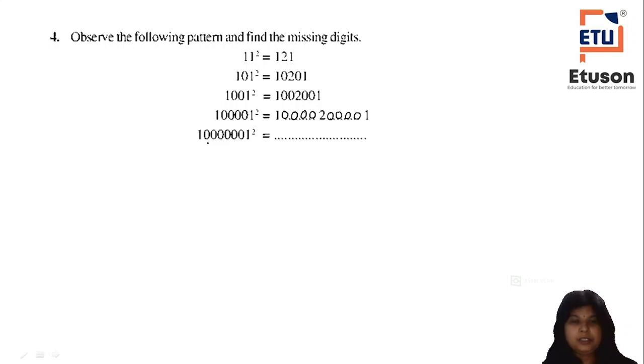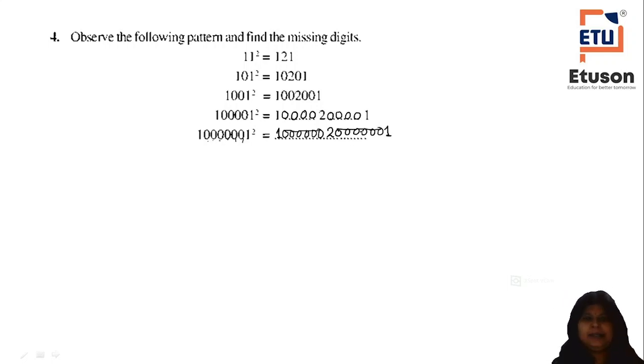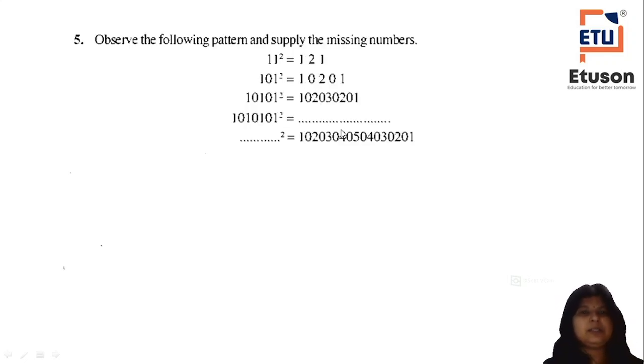So how many zeros do you have here? 1, 2, 3, 4, 5, 6. So definitely you will have 1, 2, 3, 4, 5 and 6 zeros. Then you will have 2, right? So again you have to write 1, 2, 3, 4, 5 and 6 zeros, and finally you will have 1. Correct? You have to just follow the pattern. Okay, so now let us go to the next question.